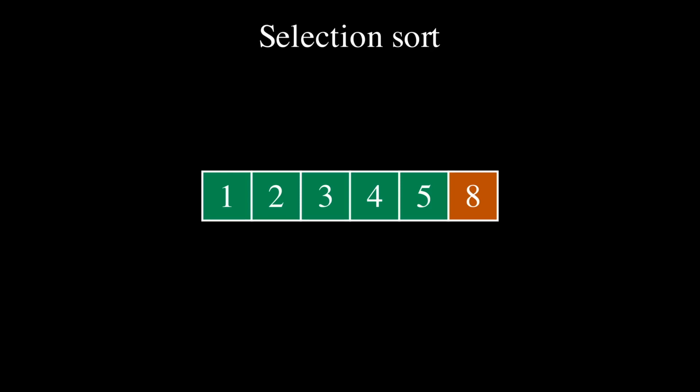Only 8 is left in the unsorted part. 8 is the smallest number. The algorithm swaps 8 on itself. We completed the sorting of the array.